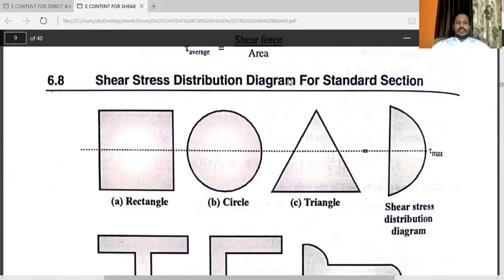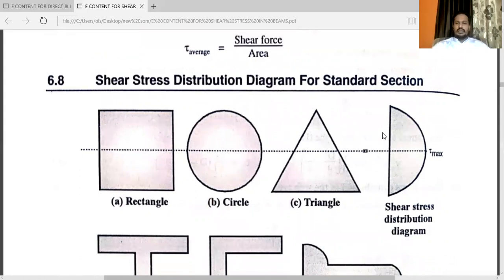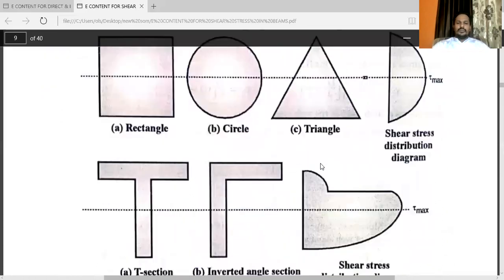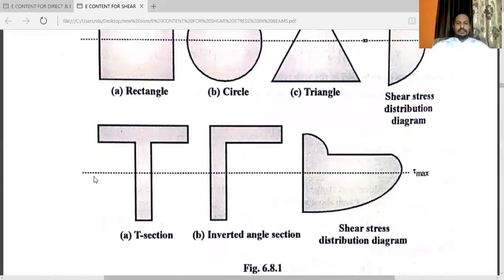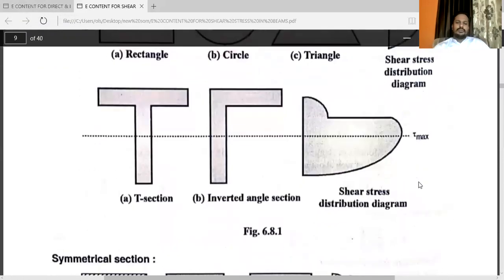Shear stress distribution diagram for standard sections. You can see this is the rectangle, circle, and triangle. This is your shear stress distribution diagram for rectangle, circle, and triangle. See, this is a T section and an inverted L section. For that, the shear stress distribution will be like that. See, at this dotted line, you can see the maximum shear stress, that is tau max.